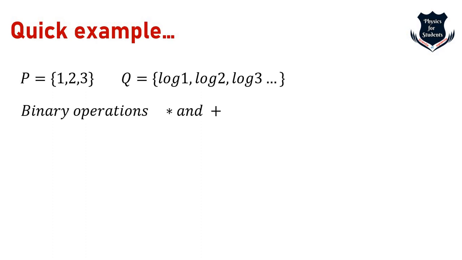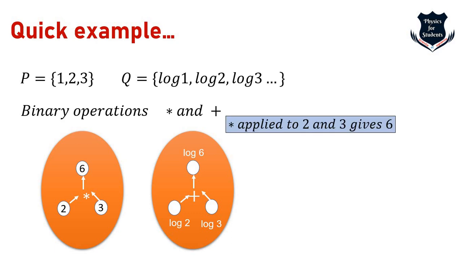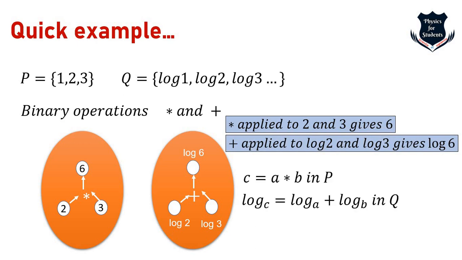So let us define the binary operators, this and this, and now if you get a figure like this, you see that on the orange I have marked it. So if the star is applied to 2 and 3, it gives 6, right? And plus is applied to log 2 and log 3, it gives log 6. And this one, C equals to, right, obviously. So this is a quick example of how, if you're applying both these things, homomorphism is taking place and how the same operators are yielding the results. So this is a typical example of homomorphism.